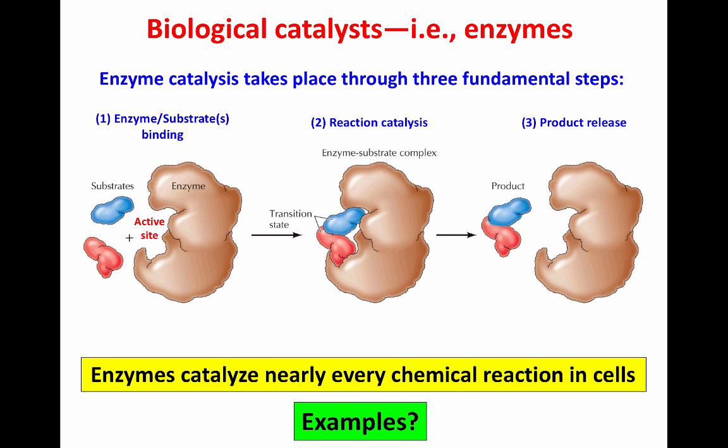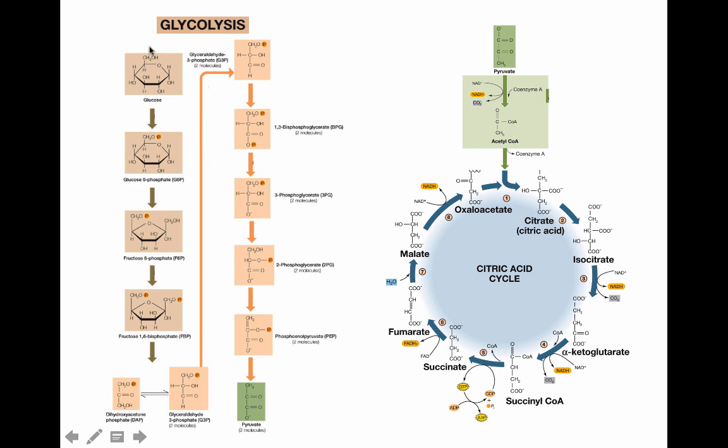One set of chemical reactions that I know you've thought about pretty extensively in general biology are the chemical reactions of metabolism, right? Of glucose catabolism. So recall glycolysis and the citric acid cycle. Remember, those are the metabolic pathways through which cells take glucose and catabolize it as part of the process to generate ATP.